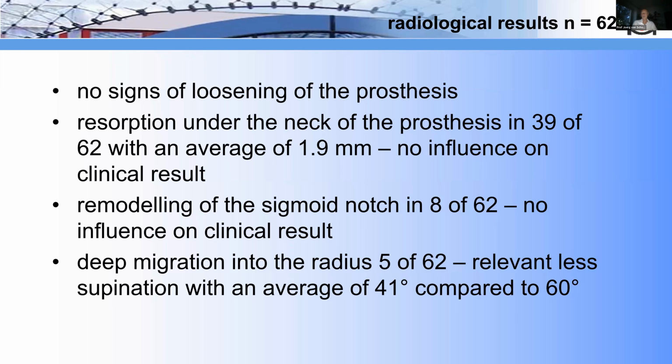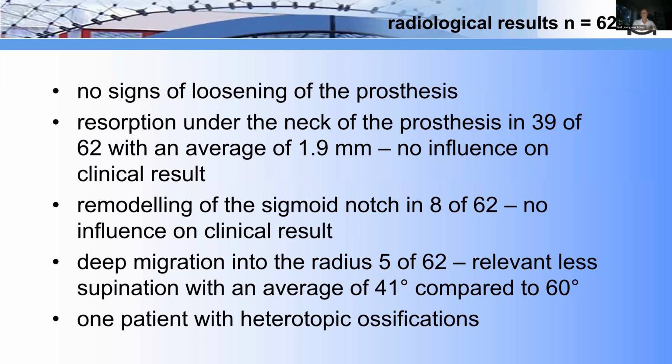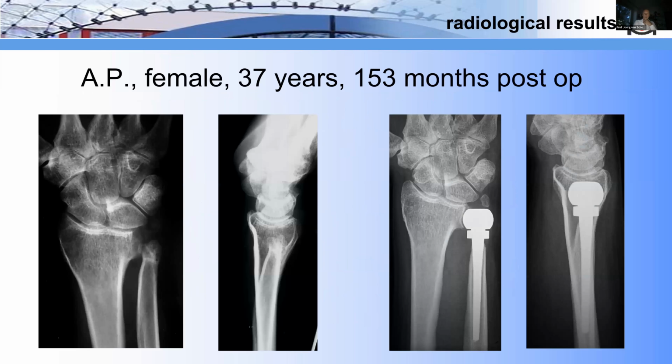We did see that in 5 of 62 patients, and it was clinically only relevant for the supination, with an average of 41 degrees of supination in these 5 patients compared to 60 degrees in the other patients. One patient showed heterotopic ossifications around the ulnar head prosthesis.